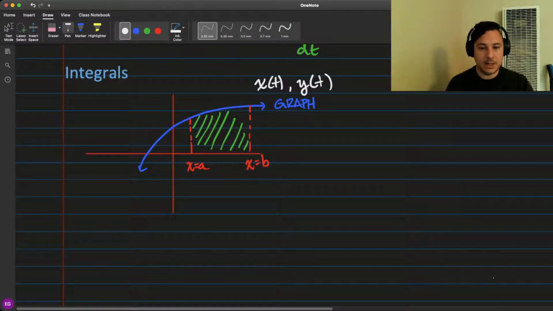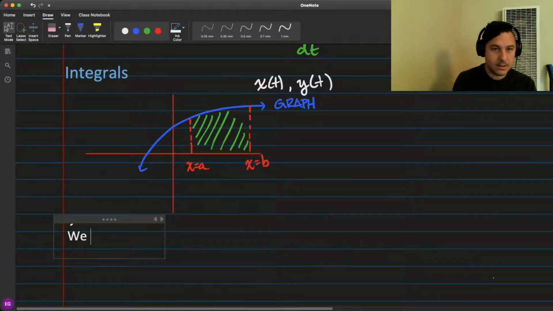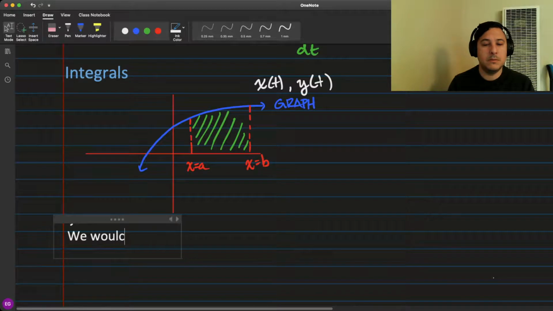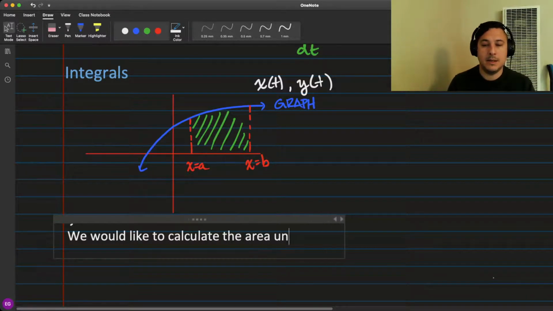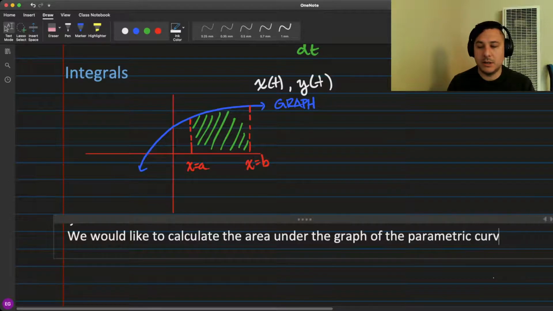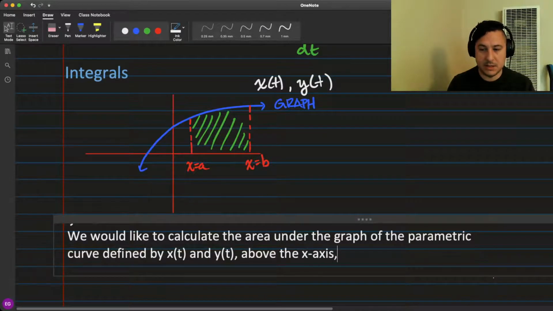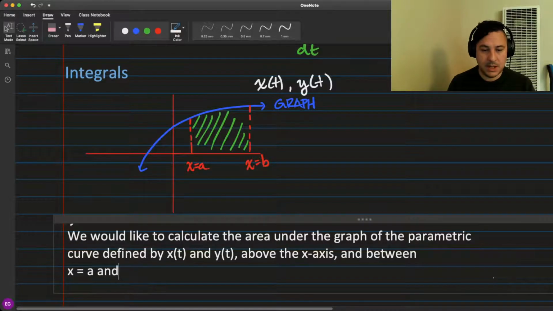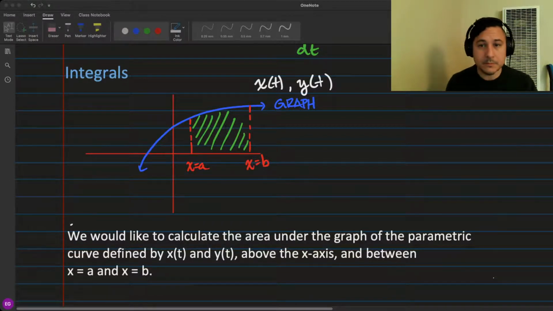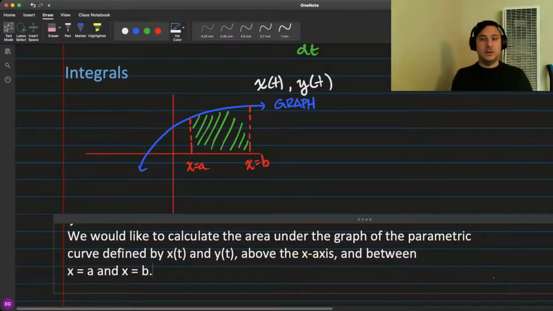So we would like to calculate the area under the graph of the parametric curve defined by x of t and y of t, above the x-axis and between x equals a and x equals b. Okay, so the question is, how do we do that?